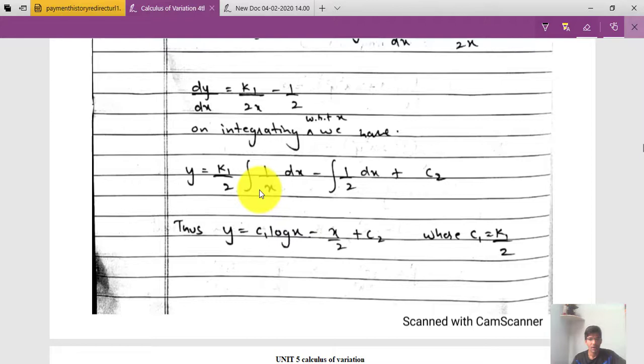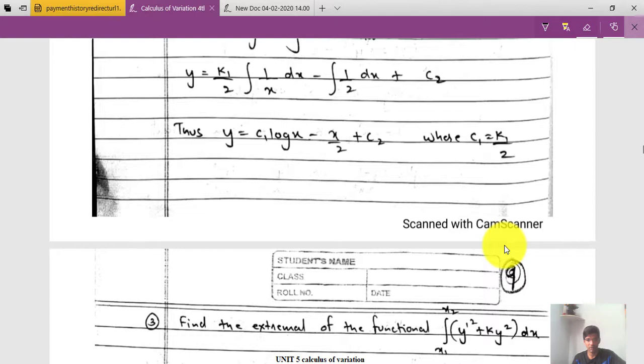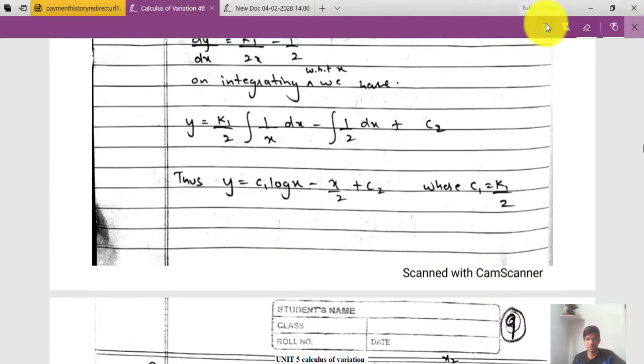Therefore, on integrating with respect to x, it turns out to be y equals k1 divided by 2 times the integration of 1 divided by x dx, minus the integration of 1 divided by 2 dx, plus c2. Thus y is equal to c1 log x minus x by 2 plus c2, where c1 is k1 by 2, and this turns out to be your solution.